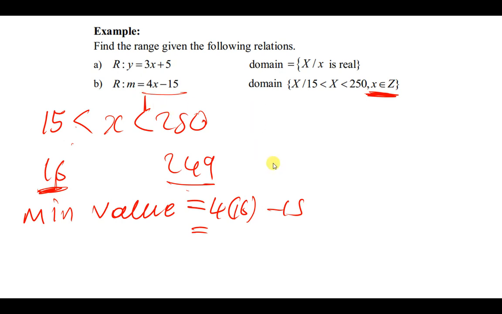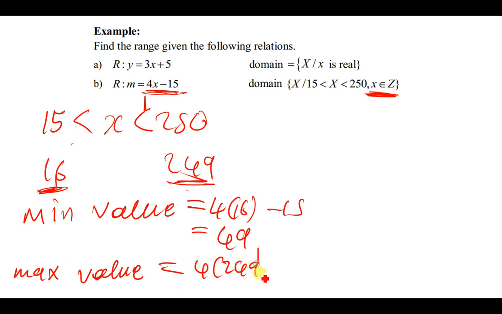64, when you subtract 15 from 64, you are getting 49. So you have 49 as your answer there. So we do the same. So this is the minimum value. So let us also find the maximum value. The maximum value is found by replacing x with 249. So we say 4 times 249, and say minus 15.